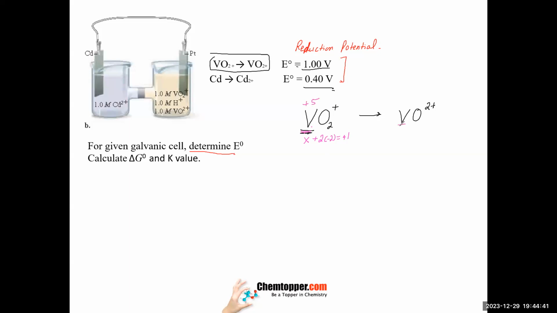What's the oxidation number of vanadium here? Let's say X. X plus, there is 1 oxygen, minus 2. Those who are not doing quizzes, they are confused today. This is plus 3. Going from plus 5 to plus 3 is reduction. How many electrons is it gaining?